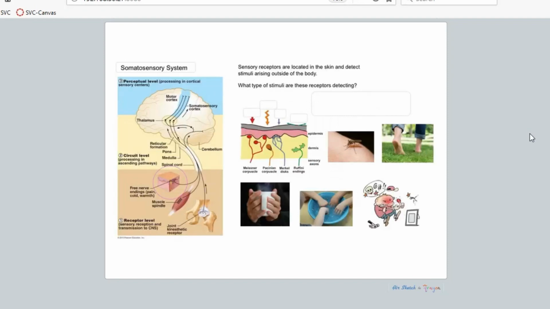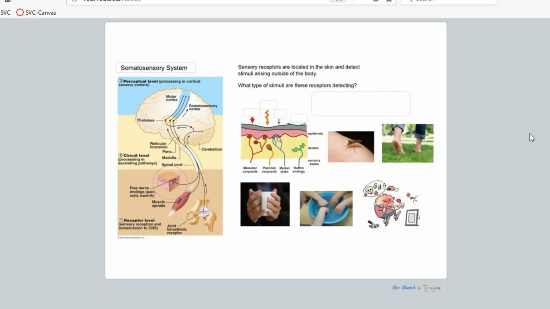Okay, so there are multiple places that we find sensory receptors in the body. And one of the main locations is in the skin. So we have sensory receptors that are located in the skin, and what they're doing is they're detecting stimuli arising outside of the body. So here we have a diagram of the skin. Here's the epidermis. There's the dermis, and right in there in those dermal papilla, we have all these sensory receptors.